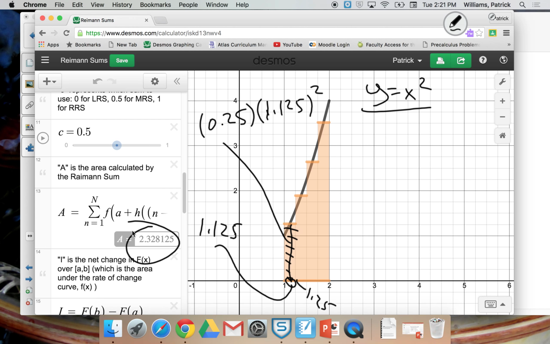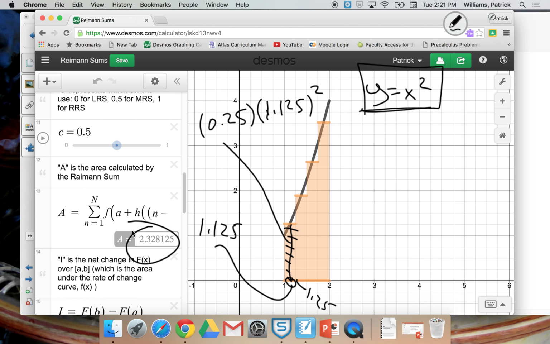Remember, we're squaring it because our function is y equals x squared. If our function was sine of x, we wouldn't be squaring all these x values. We would be saying 0.25 times sine of 1.125. So again, the squaring has nothing to do with some fancy area calculation. We square it because our function is x squared, okay? If our function was anything different, we would be doing something other than squaring those x values to find what that height is. So that's another example.